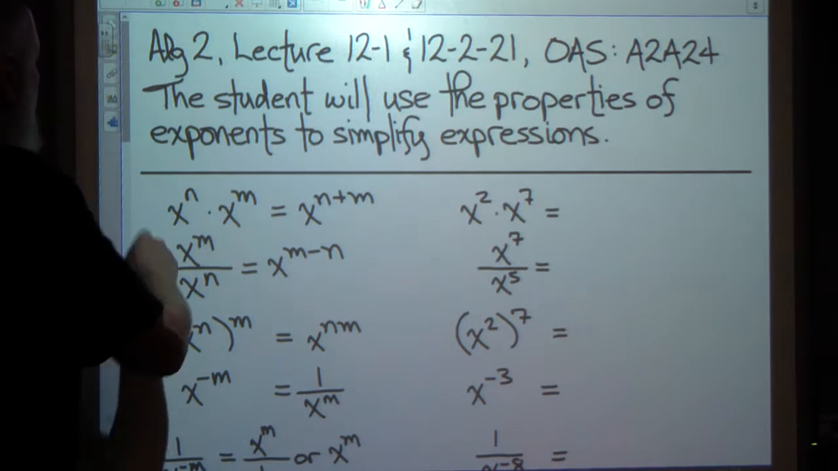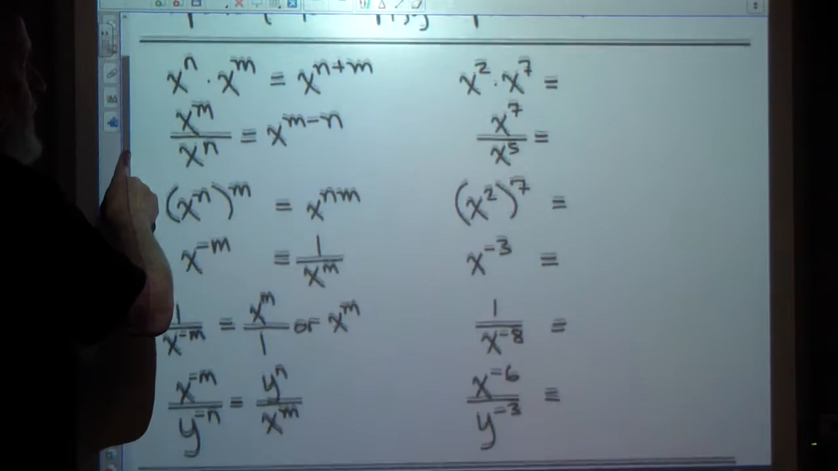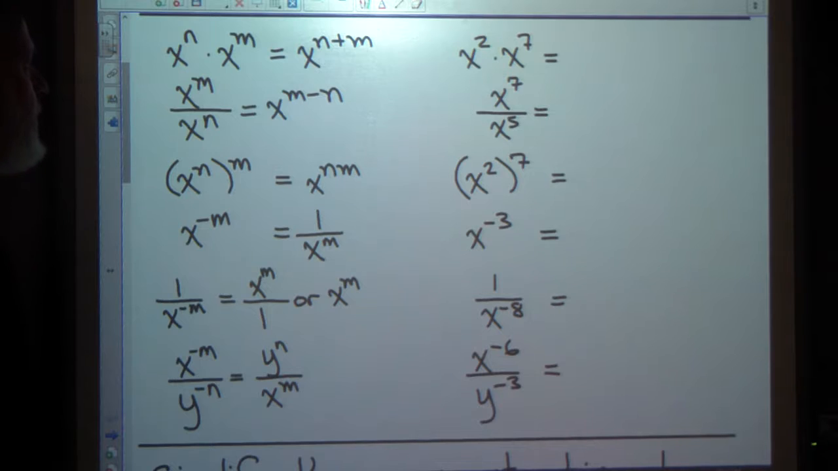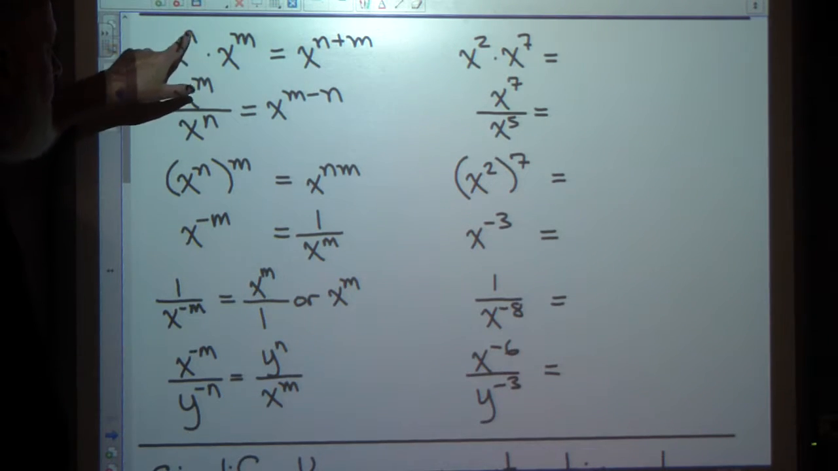Here we go. Here are some of the properties of exponents. When I was a kid, we called them the laws of exponents, but I guess they're just properties. So here we go. You may remember these. These are called the bases, and these are called the exponents.